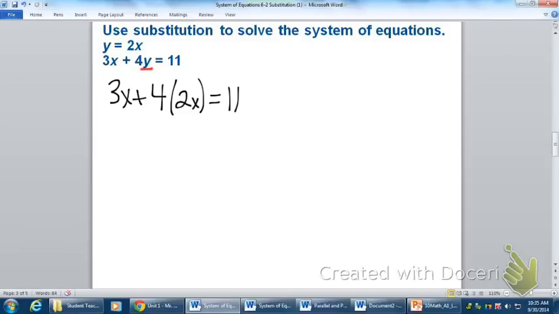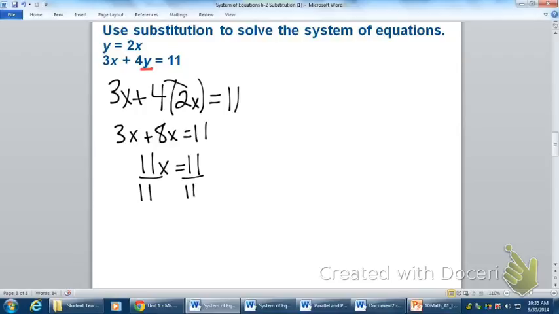So, you can go ahead and distribute that. 3x plus 8x is equal to 11. This is going to give you 11x is equal to 11. I'm going to divide both sides by 11. Oh, I didn't know I had to put that in parentheses. And x will give you 1. So now we have half of our answer.